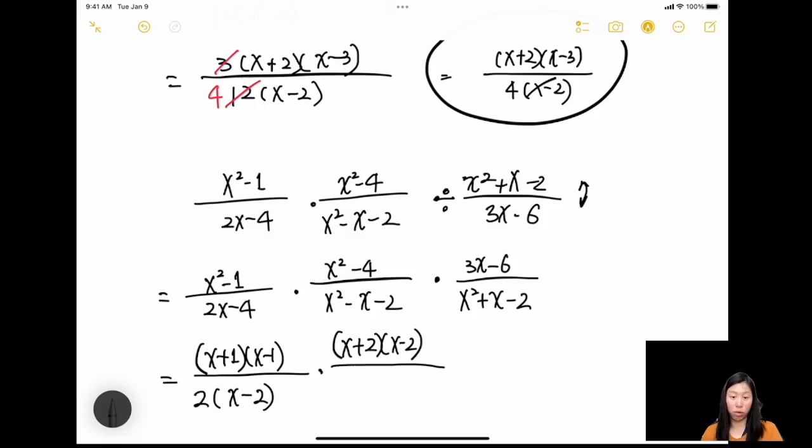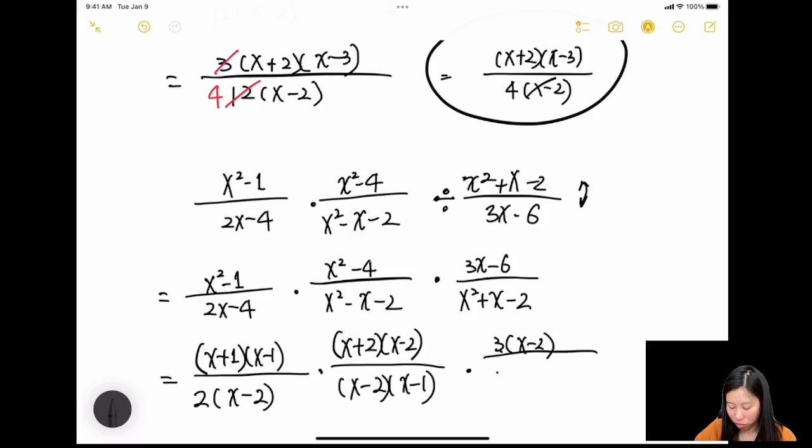The third one, we use the AC method. Try to do it by yourself. I'm going to skip the steps in here, because I feel like by now you should be really familiar with this AC method or factoring with the special product. Then times common factor 3 times x minus 2, over, again using the AC method, x plus 2 times x minus 1.